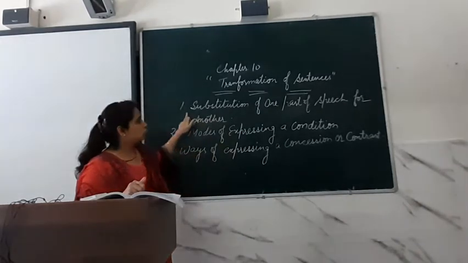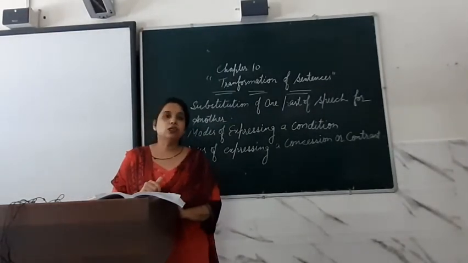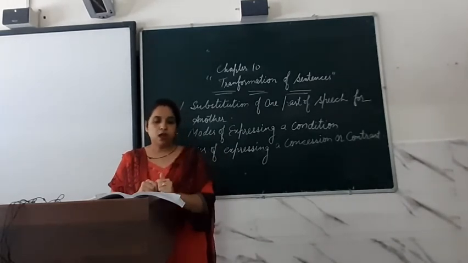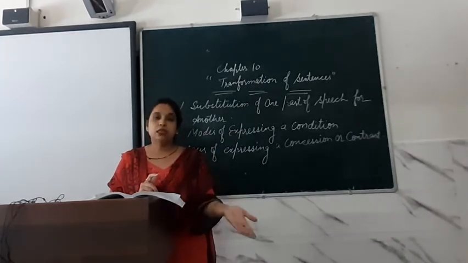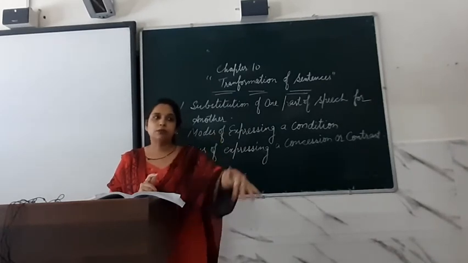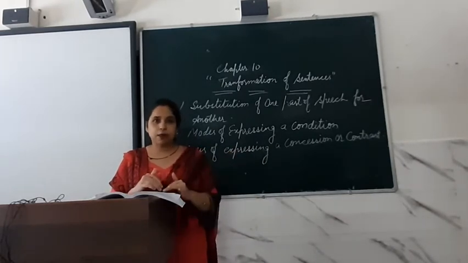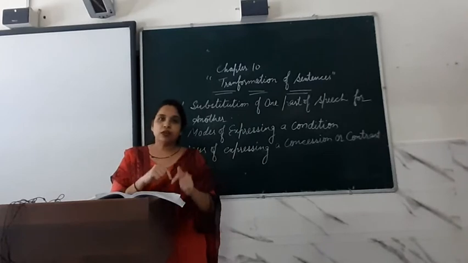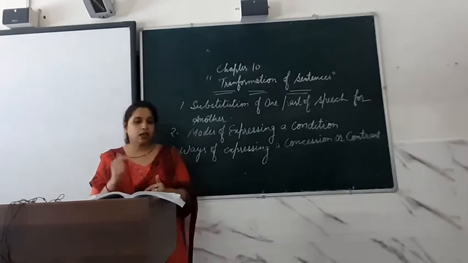First of all, the substitution of one part of speech for another. What will we do in this? I cannot consent to your plan. Here the word consent is used as a verb. When I say I cannot give my consent to your plan, कि मैं अपना consent I cannot give my consent to your plan, तो यहाँ पे जो my consent, this is used as a noun. The meaning is not changed, meaning is the same, but the part of speech is changed. In the first sentence we use consent as a verb and in the second sentence we use consent as a noun.